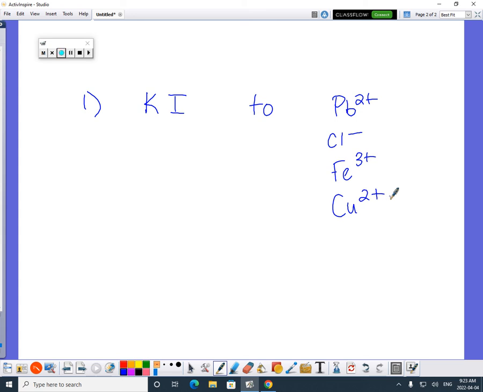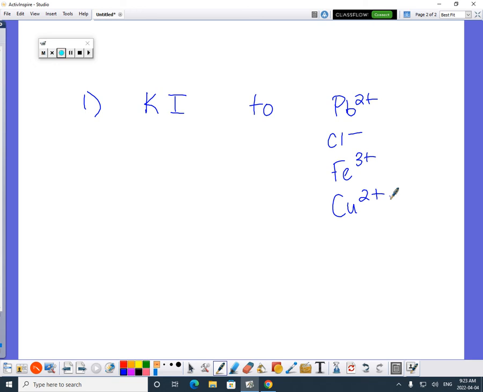And then you're going to figure out the solid. So there is a little bit of space here if you would like to do some rough work. So what we are doing is we are adding KI to a solution that contains lead 2, chloride, iron 3, and copper 2. So what you need to do is check which of these is going to make a solid.